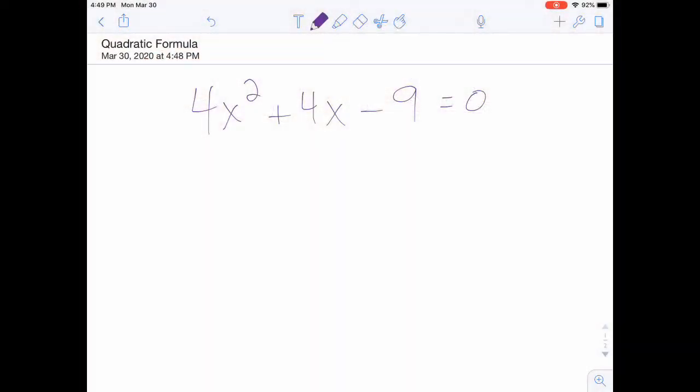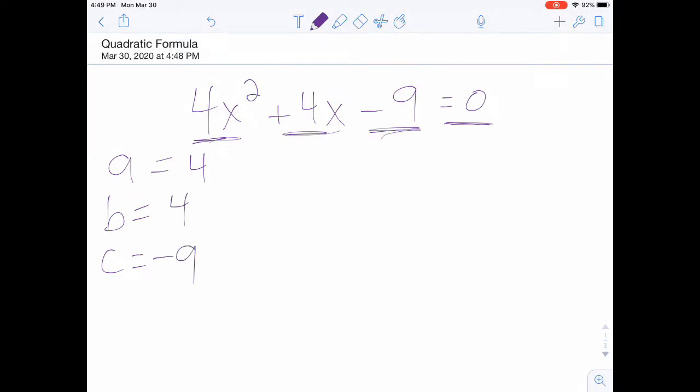All right, so we're going to do one more example of the quadratic formula. The only difference is that it's not going to be a perfect square underneath that square root. It is set equal to 0 and it is in standard form, so I'm going to identify my a, b, and c values. A is the coefficient of my x squared, which is 4. B is the coefficient of my x term, which is 4. And c is my constant, which is negative 9.